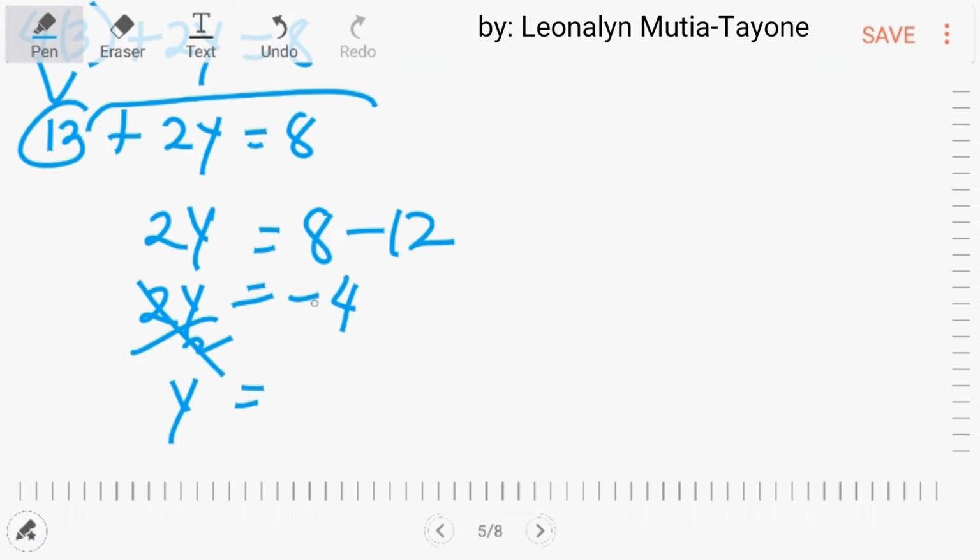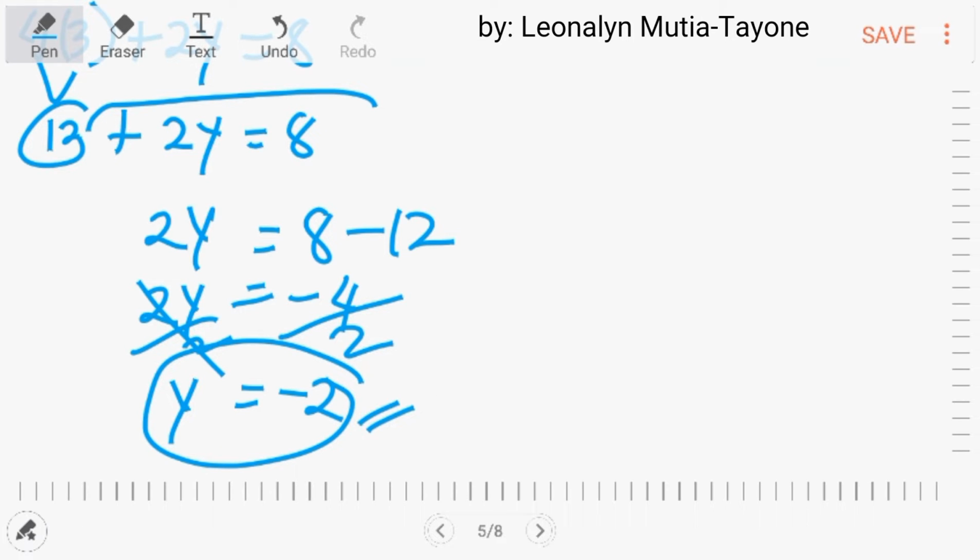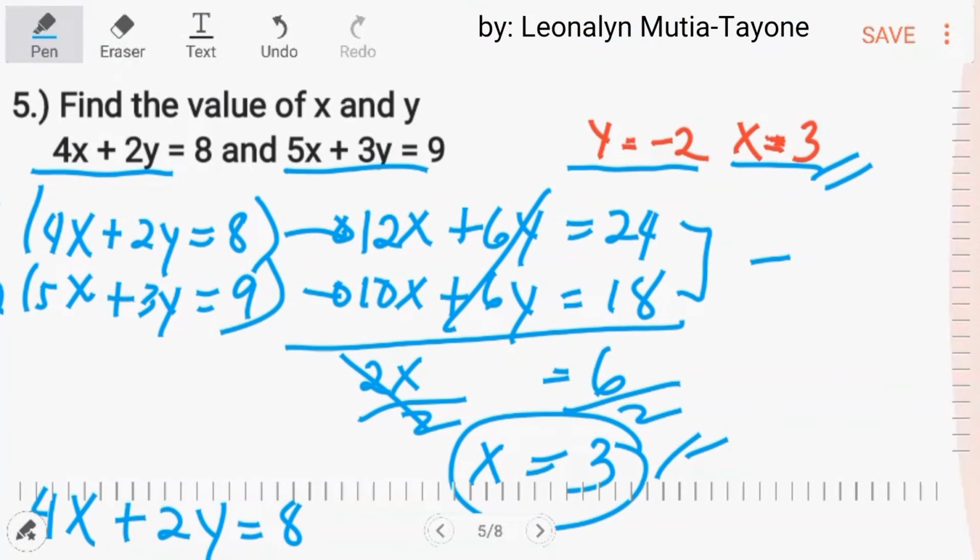So, y. Kasi mag-transpose ulit tayo sa kabila. Multiplication ito, kaya i-divide natin. Makakancel out na si 2 dito. And then, negative 4 divided by 2, and that is negative 2. Ang equivalent ng y is negative 2. Ang equivalent ng x is positive 3.